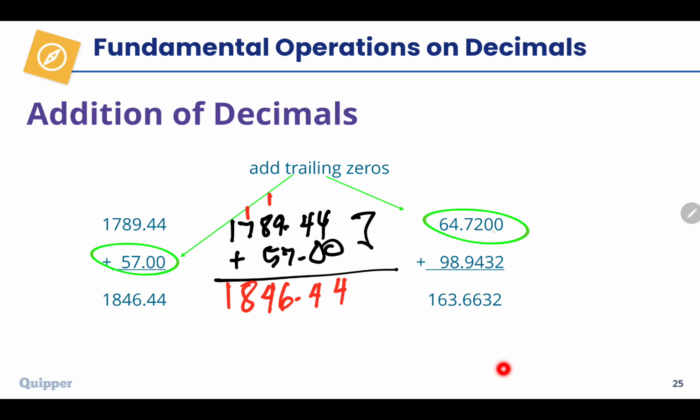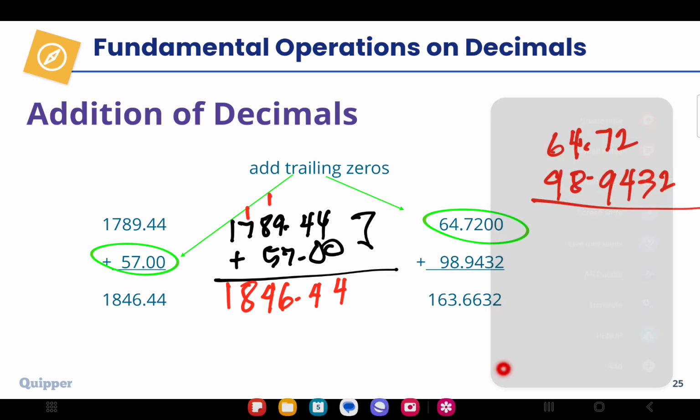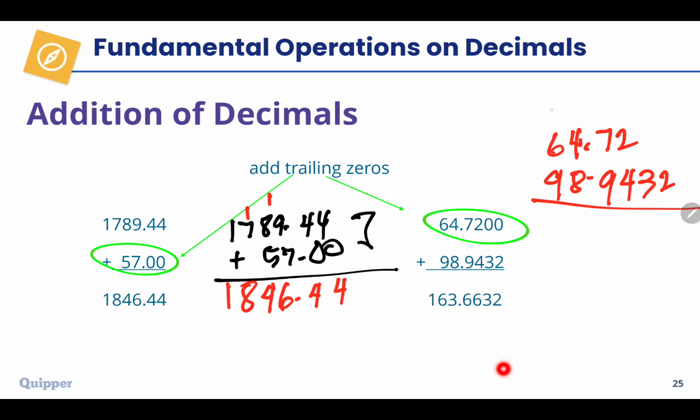Next, another one, if we have here 64.72. Let's say ito yung given natin, 64.72 and 98.9432. Okay. So, para kapag pinag-add natin yan, mag-add tayo ng trailing zeros para magpantay yung dalawang addends natin sa kanyang decimals. Then, after that, kunin ang sum kung paano tayo kumukuha ng sum ng whole numbers.